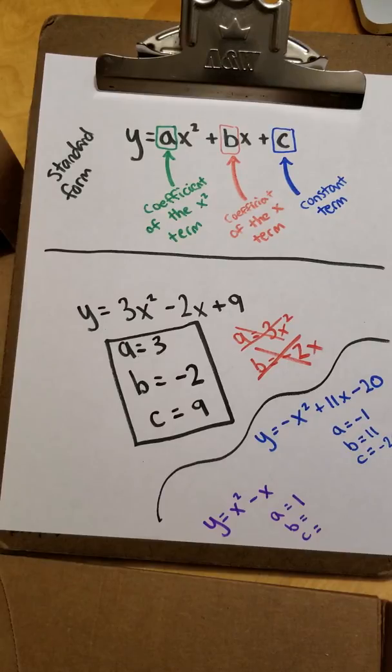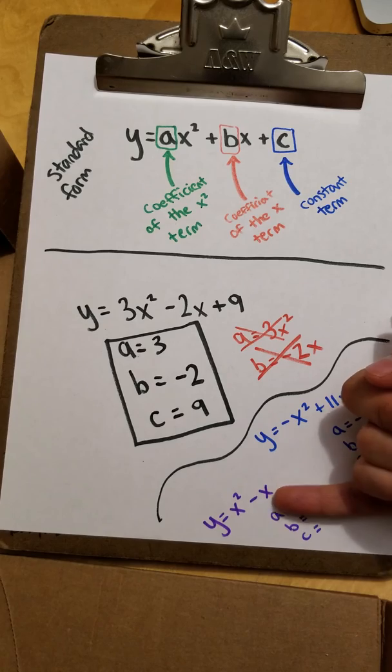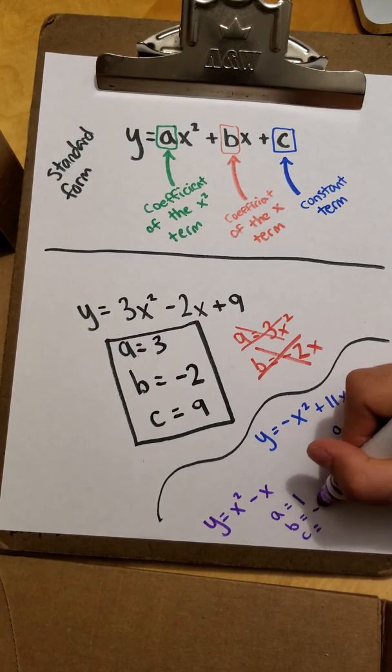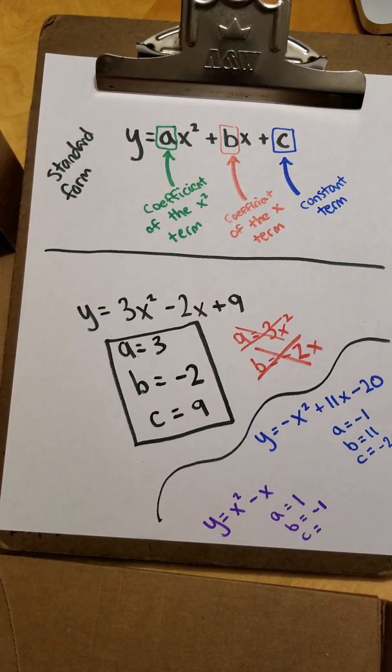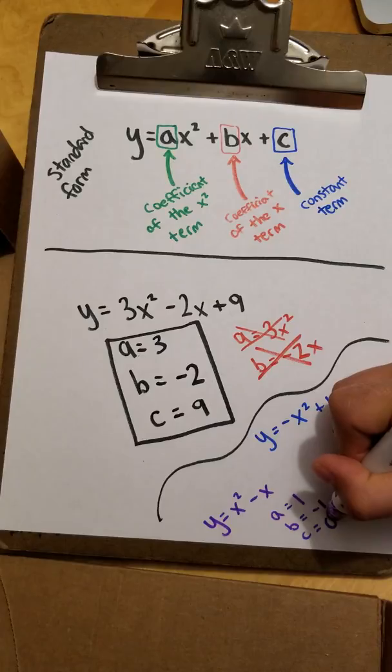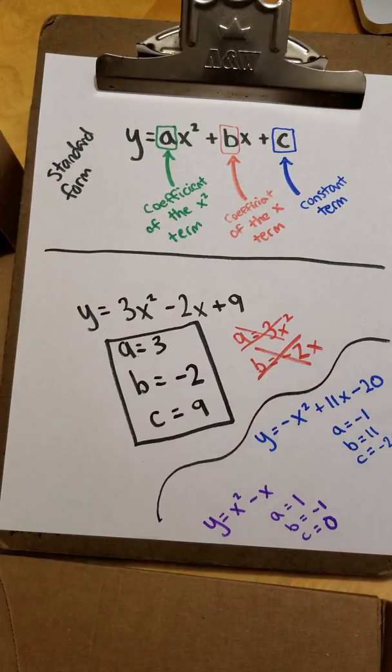What about b? b is 1 also, except it's a negative 1. Easy to miss that. And c, what is c? Well, there is no constant term. So we say c is 0. Because if we add 0, we'd end up with the same function.